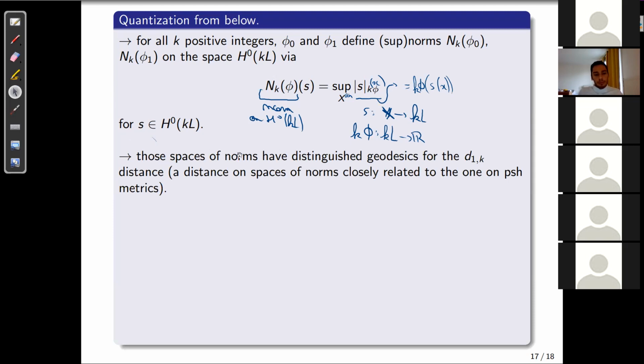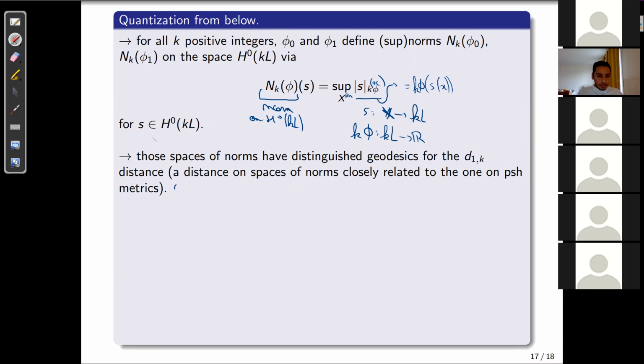Now, something that I'm just going to very briefly talk about is that the spaces of norms can be realized as what we call Euclidean buildings with a D2 sort of distance, and they have the CAT(0) property, which is something from metric space theory that simply says that they have a unique geodesic joining any two points, and this geodesic is also a geodesic for a D1 type distance on the space of norms on H0KL, which is very closely related to the distance that we define on PSH metrics. So we can write it explicitly.